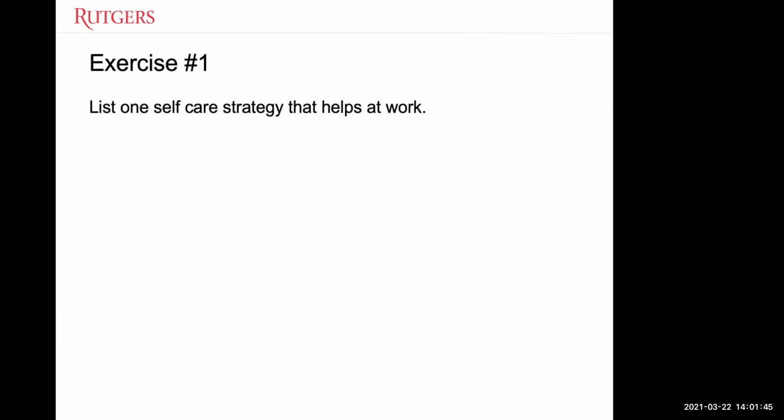Let's see me. So just as an exercise, list one self-care strategy that helps you at work. What's something that you do that you find restorative and helpful, other than leaving work?